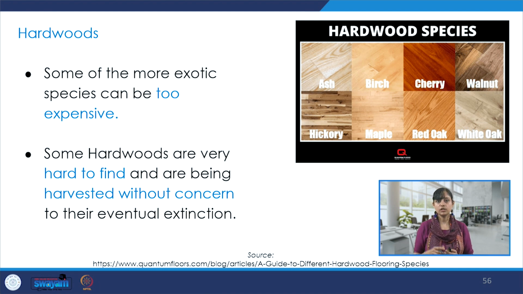Some hardwoods are very hard to find and are being harvested without concern for their eventual extinction. Now this is my concern. This is the biggest concern. How to replenish hardwoods, how to prevent them from becoming extinct, how to prevent harm to the environment, how do we keep in mind the environmental impact assessment, and not just use these woods irresponsibly, not to mention climate change. So of course that is why we are trying to look for alternate materials.